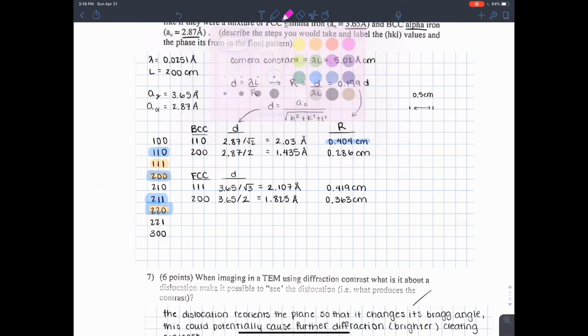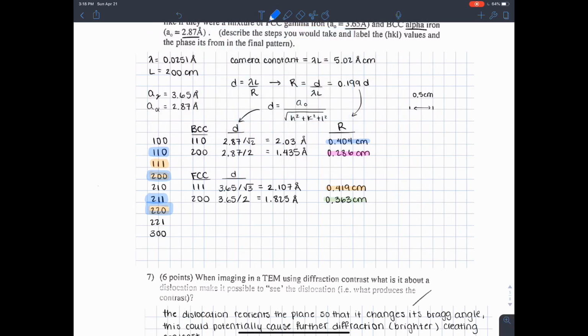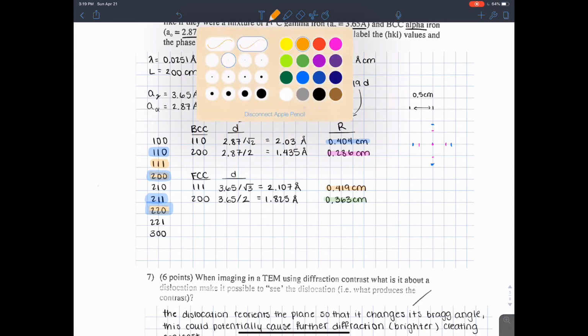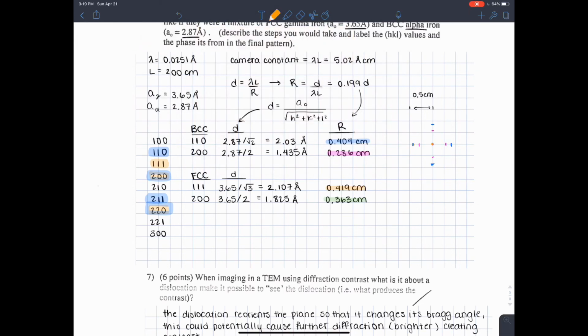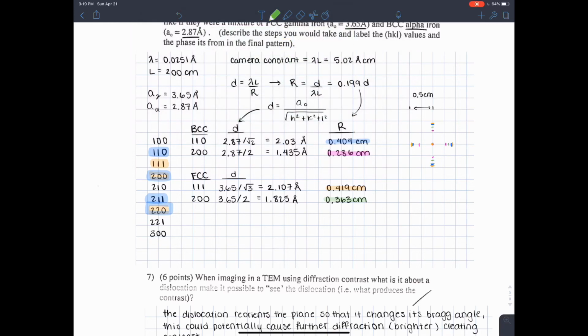I'm going to go ahead and say 2 boxes is about 1/2 centimeter, and go ahead and label these with colors so that it's easier to see. So now I'm going to go ahead and measure 0.404 centimeters from the center, 0.286 centimeters from the center in 4 different directions, 0.419 centimeters from the center, and finally 0.363 centimeters from the center in green, and all of their corresponding colors. And I'm going to go ahead and draw the rings.